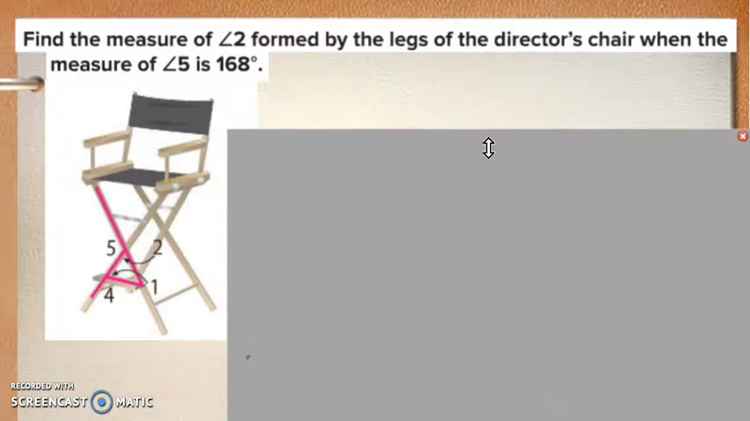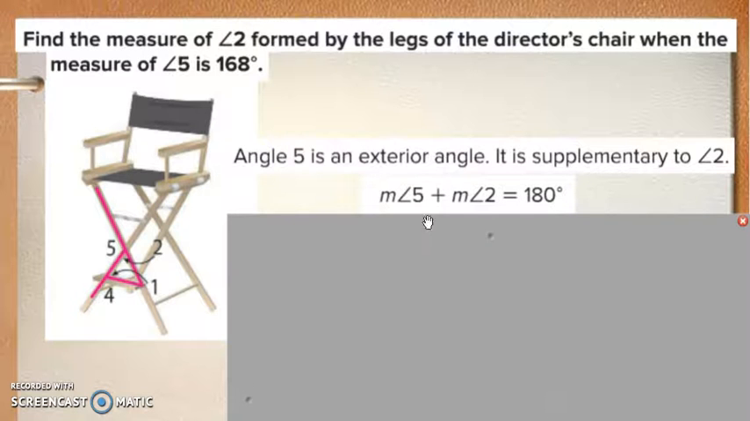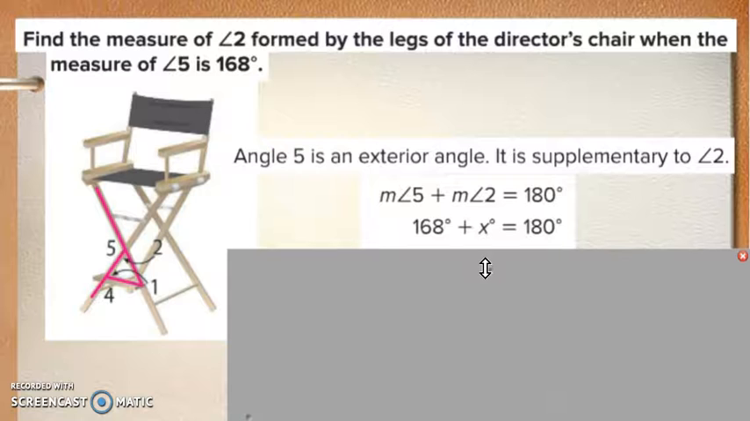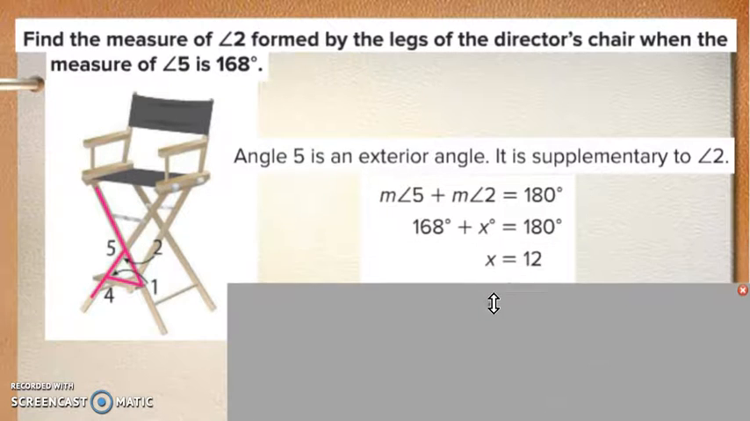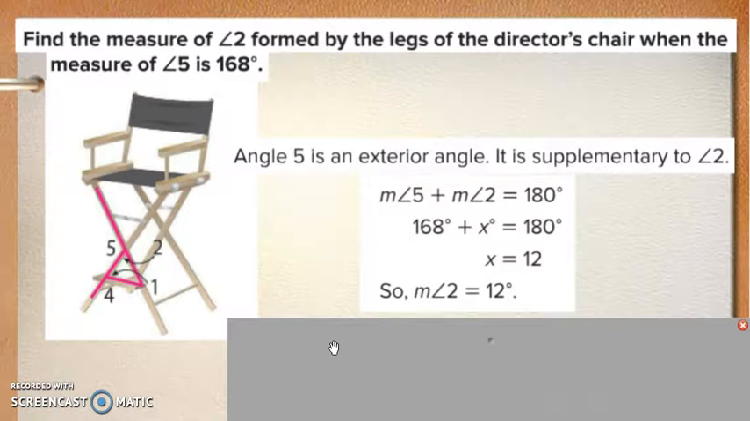Supplementary means they add up to 180 degrees. So we need to just say the measure of angle 5 plus the measure of angle 2 is equal to 180. We know that 5 is 168 degrees. We subtract that from 180 and we find that x is equal to 12. So the measure of angle 2 is equal to 12 degrees.